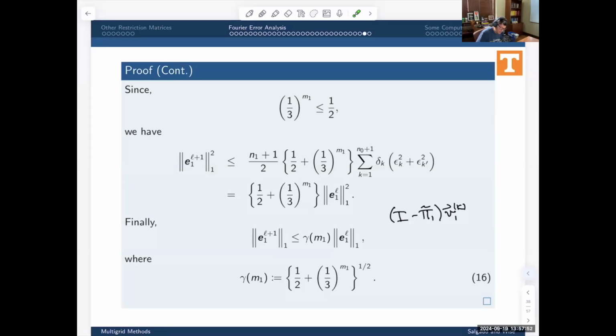The other important point of this is that if M1 is greater than or equal to 1, then this number is a number less than 1. If we take the square root, we get a number less than 1. So on the next page, I'm going to tabulate what these values are. They're independent of H1 and N1, and they're numbers which depend on M1, but become smaller up to a point, and are all less than 1.